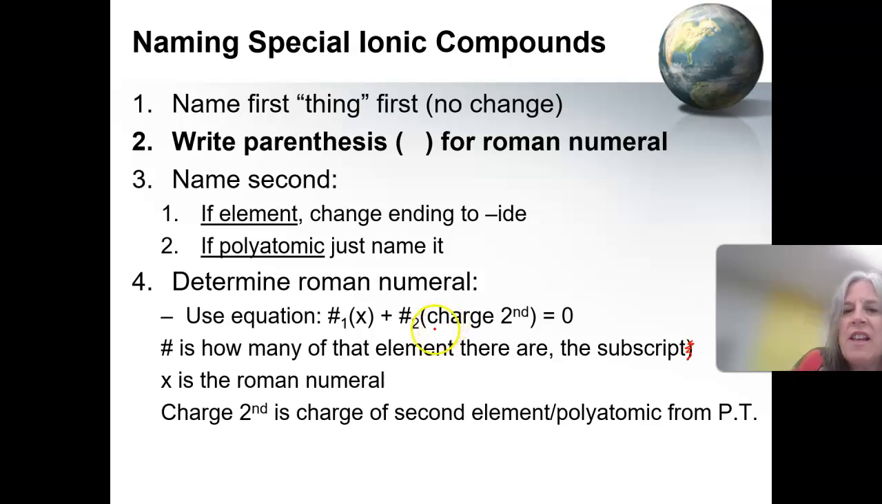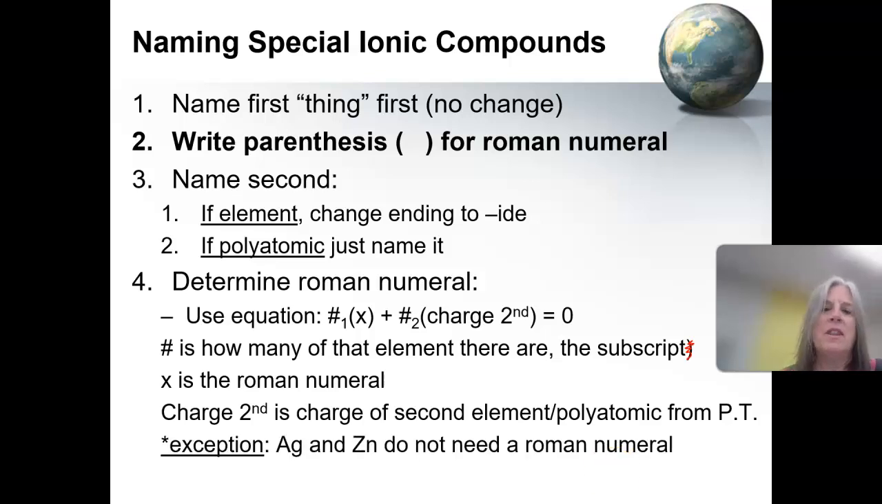The charge on the second, this right here, is the charge of the second element or polyatomic ion on the periodic table, because the second element is always a nonmetal. Nonmetals have known charges, right? -3, -2, -1. And polyatomic ions also have known charges. So we always know the charge of the second thing, and we're going to use that to figure out the charge on the first. So #1 times x plus #2 times the charge of the second from the periodic table equals 0. And then we just got to do some math.